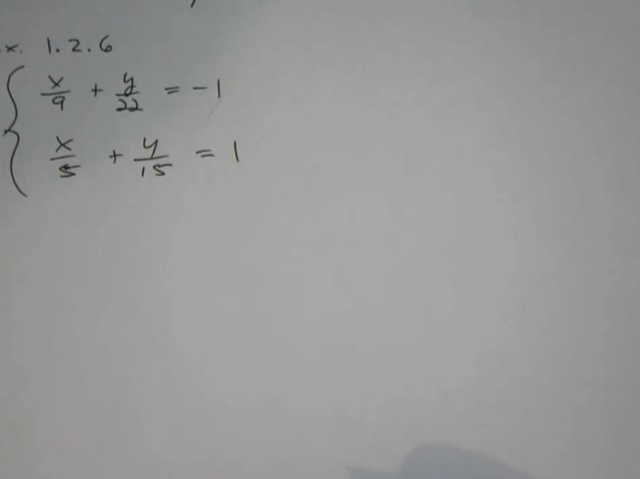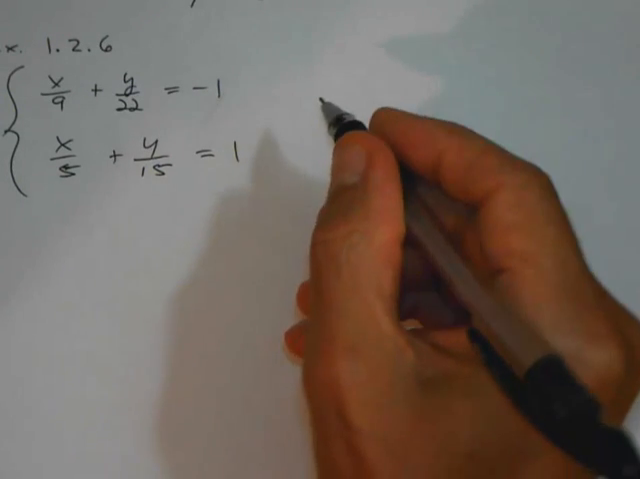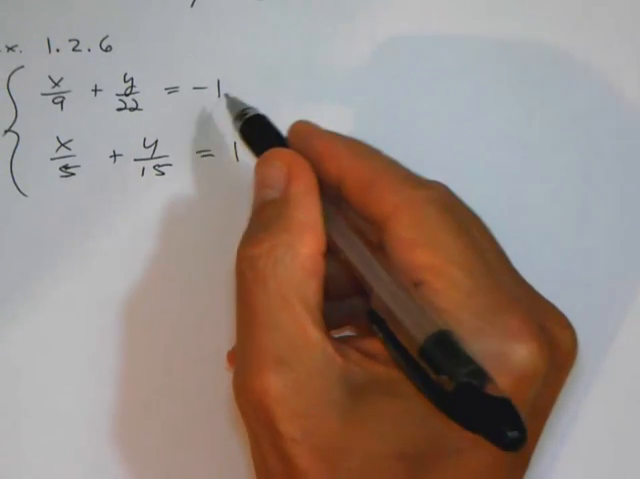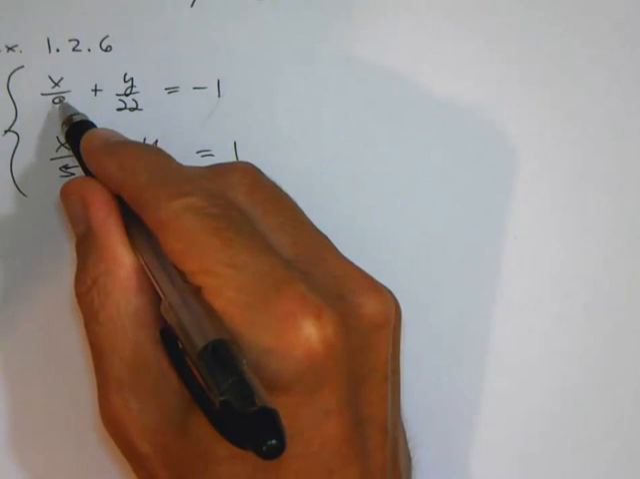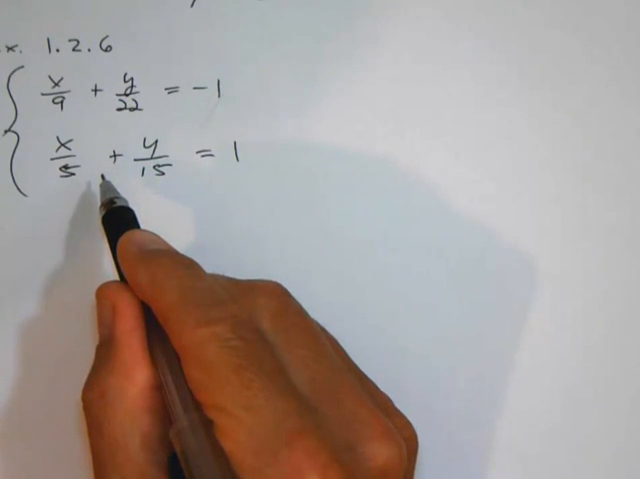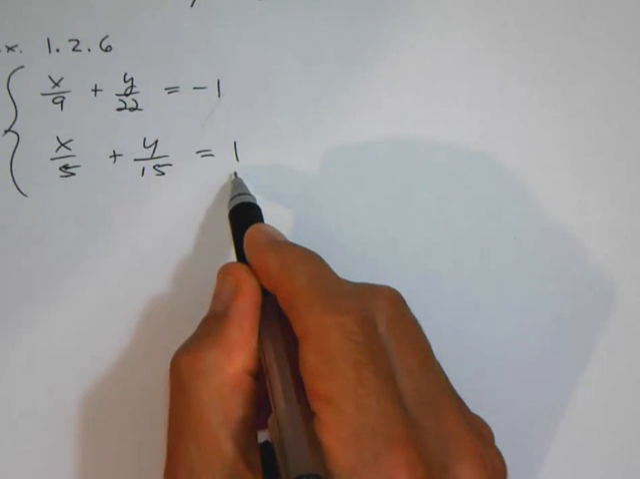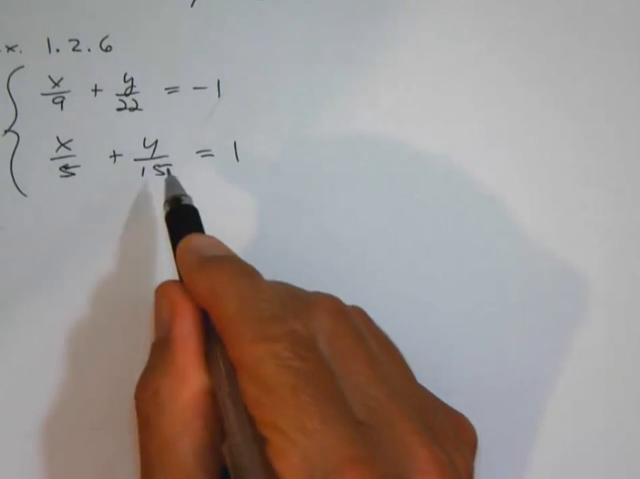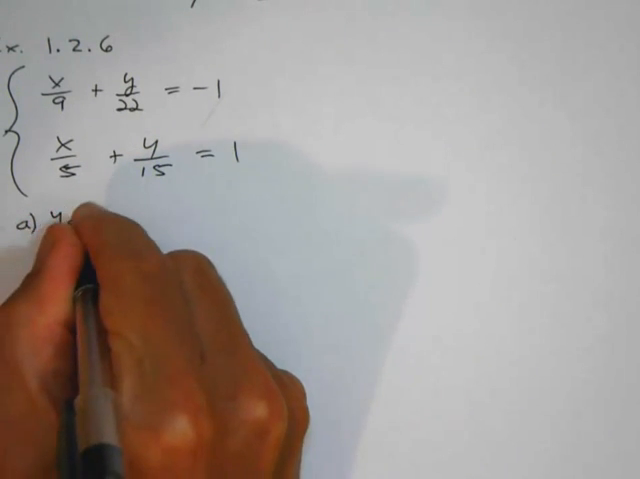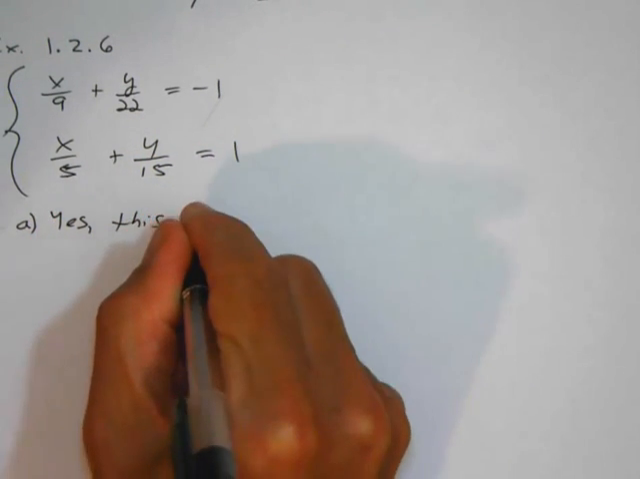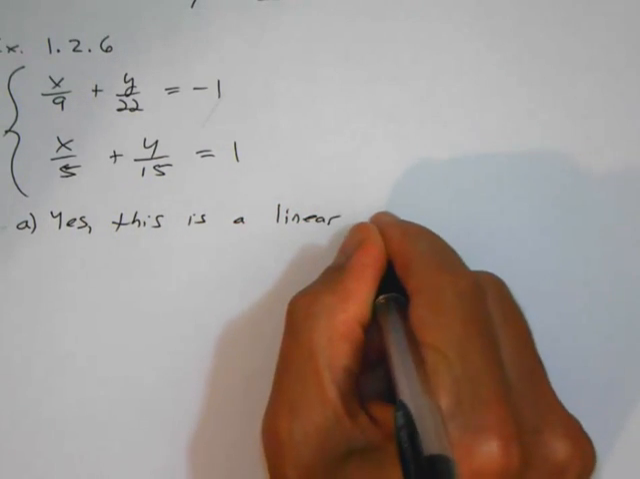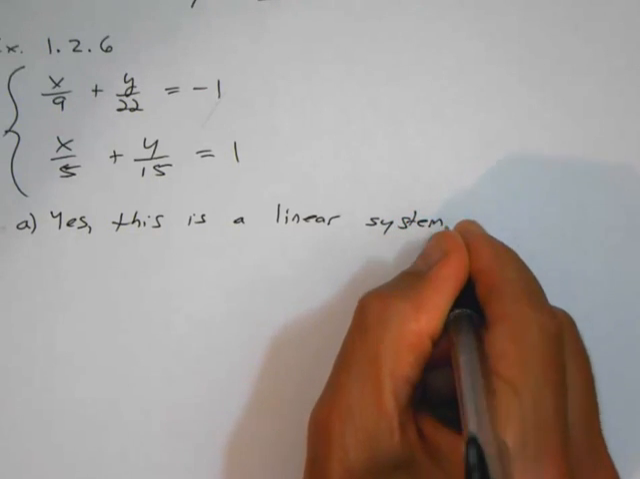Here's example exercise number 6. Let's look over the system to see if we think it's linear, two variables or not. First equation has the form ax plus by equals c. That's a linear equation. The second equation also has the form ax plus by equals c. That's a linear equation too. There's two variables, so part A, yes. This is a linear system, two variables.